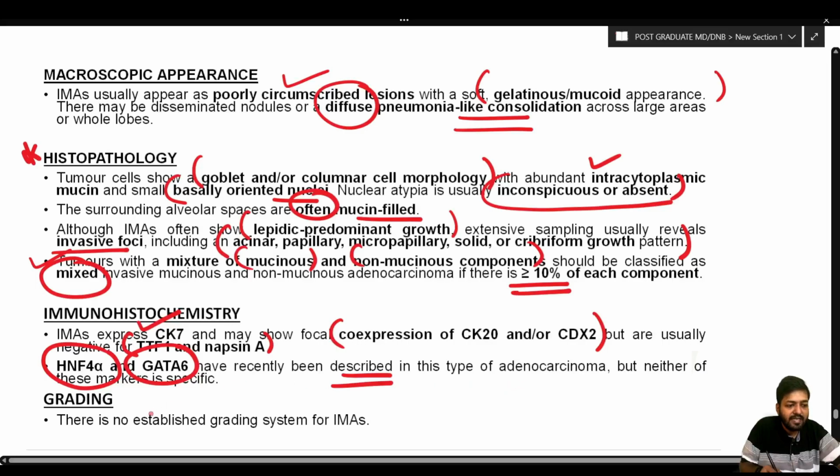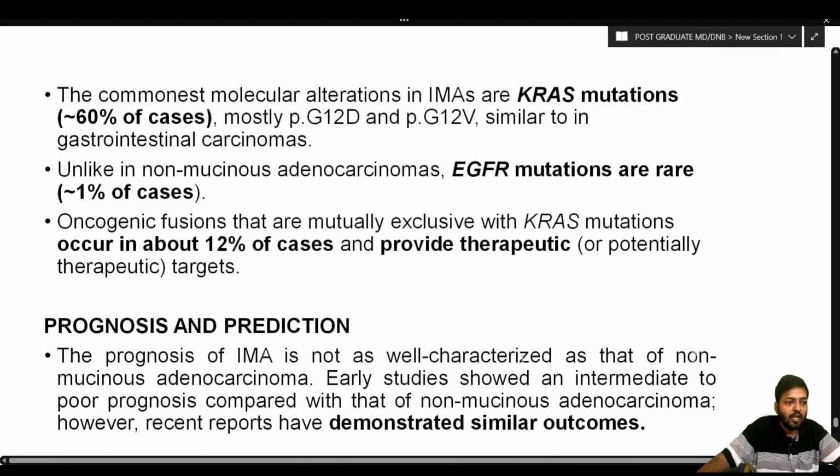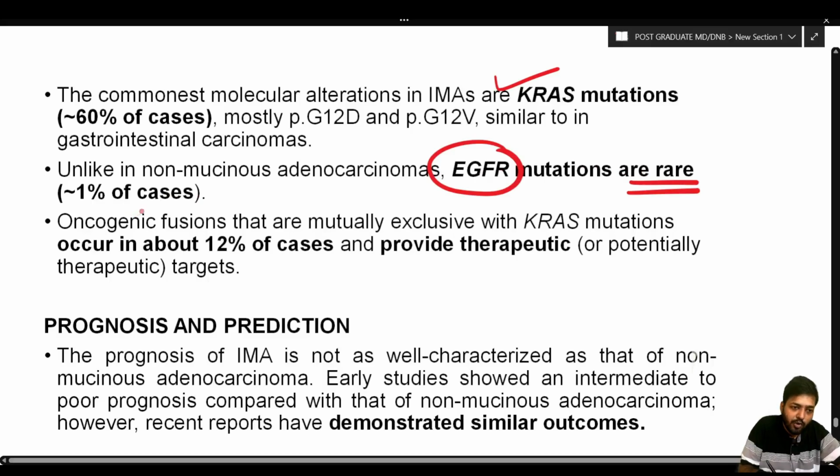Now, grading: if we see, there is no established grading system for invasive mucinous adenocarcinoma. Like we were having one for invasive non-mucinous, we do not have any established grading system for invasive mucinous adenocarcinoma. Now, the commonest molecular alteration, as we have already seen, is KRAS mutation. Unlike in non-mucinous adenocarcinoma, EGFR mutations are rare. Over here, oncogenic fusions are mutually exclusive with KRAS. Mutually exclusive means in those patients that are having KRAS, oncogenic fusion will not be present, and in those patients where oncogenic fusion is present, KRAS will not be present. It occurs in 12% of cases and they provide therapeutic targets.